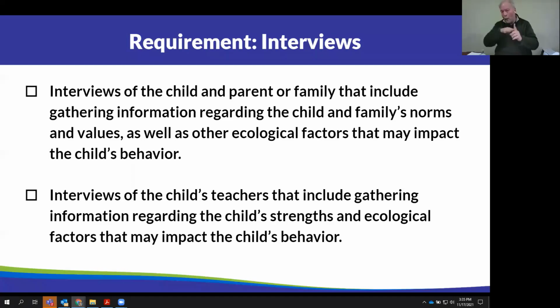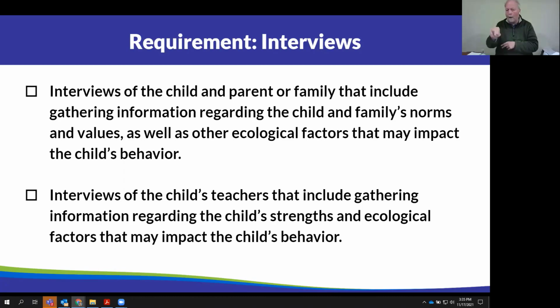You want to know how you're asking it. There are some resources we're going to share in a couple of slides regarding culturally responsive interviewing that are going to be really important to this process. Know who you need to interview to get information on how the student functions across multiple settings to, again, help you determine patterns and take a look at those ecological factors.